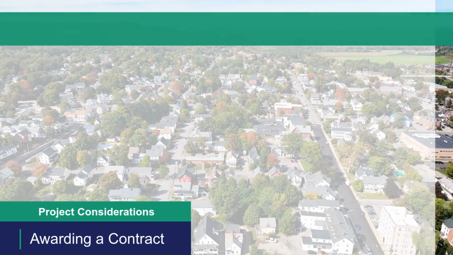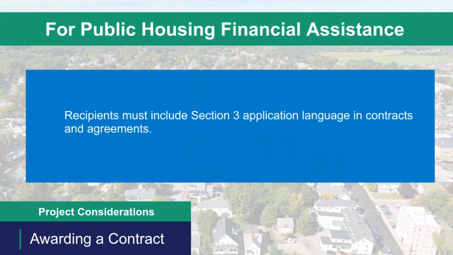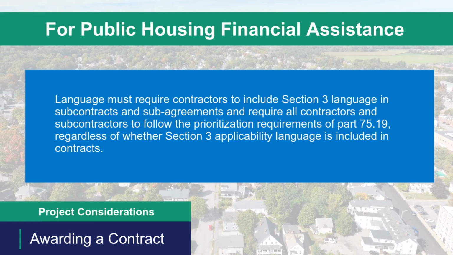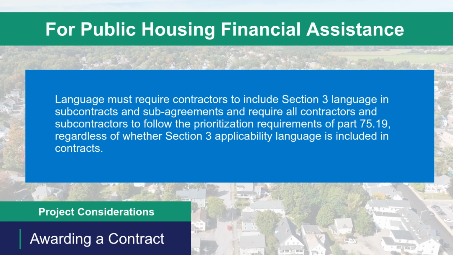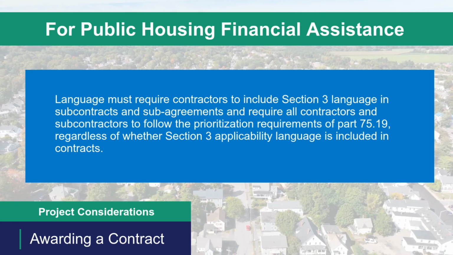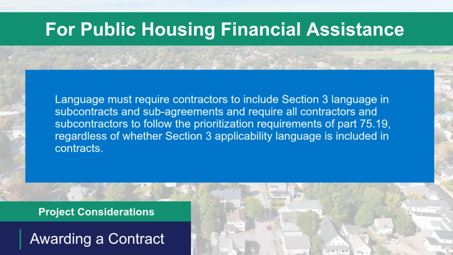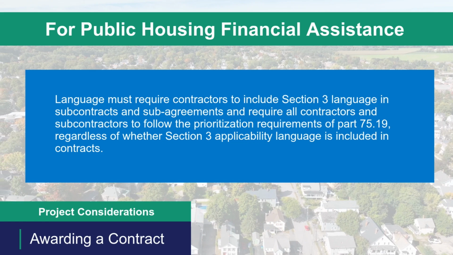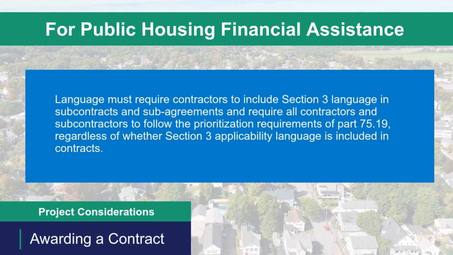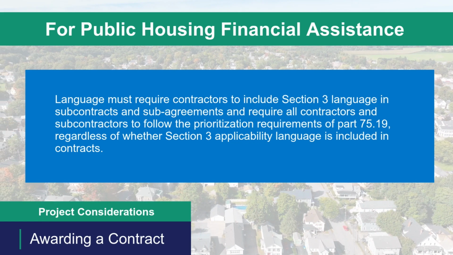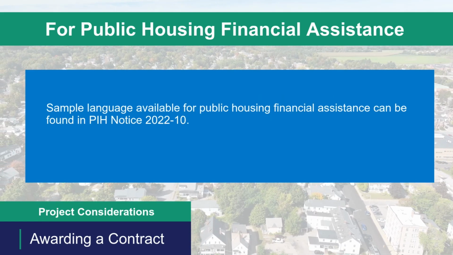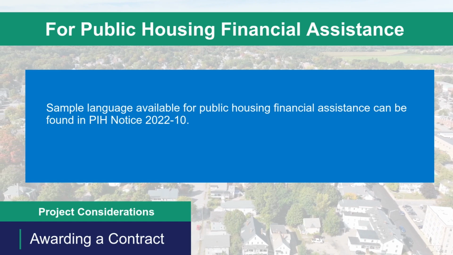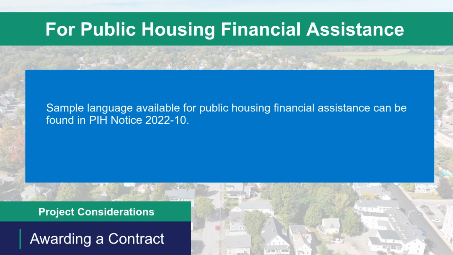For public housing financial assistance, recipients must include Section 3 application language in contracts and agreements. Language must require contractors to include Section 3 language in subcontracts and subagreements, and require all contractors and subcontractors to follow the prioritization requirements of Part 75.19, regardless of whether Section 3 applicability language is included in contracts. Sample language available for public housing financial assistance can be found in PIH Notice 2022-10.